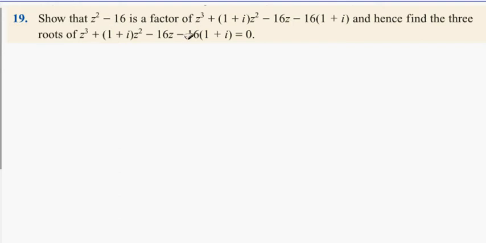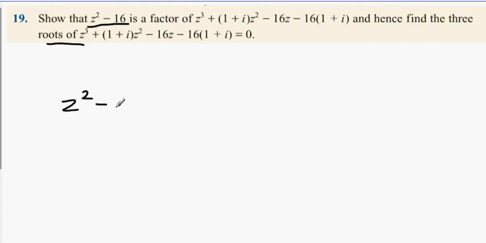Okay, so show that z squared minus 16 is a factor of z cubed plus (1 plus i) z squared minus 16z minus 16(1 plus i), and hence find the roots of z cubed plus (1 plus i) z squared minus 16z minus 16(1 plus i) equals 0. So if something's a factor, it'll divide in equally.